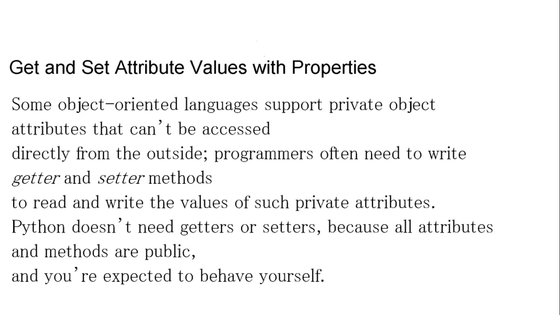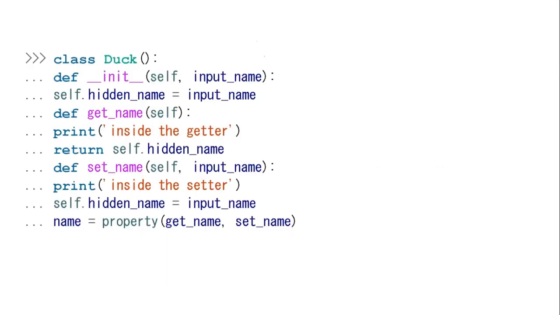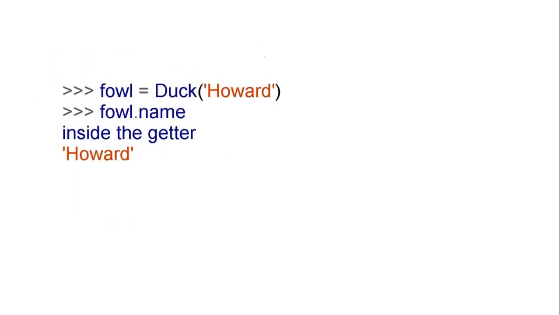We do not want people to access this directly, so we will define two methods, a getter and a setter. I have added a print statement to each method to show when it is being called. Finally, we define the methods as properties of the name attribute. The new methods act as a normal getter and setter until that last line. It defines the two methods as properties of the attribute called name.